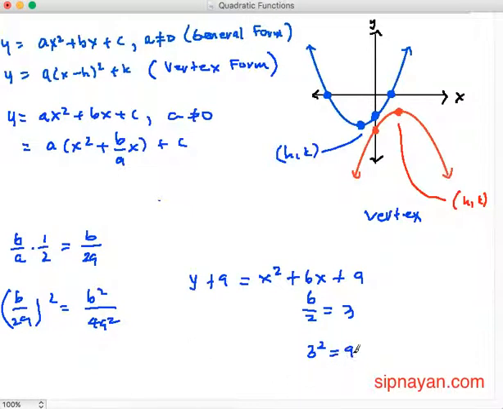Anong ginawa natin sa sagot? Inadd natin siya dito sa expression. So, naging third term siya nung buong expression. So, magiging equals a x squared plus b over a x plus, hindi pa pala tapos. Na-complete the square na tayo, so plus this term, no? b squared over 4a squared plus c.